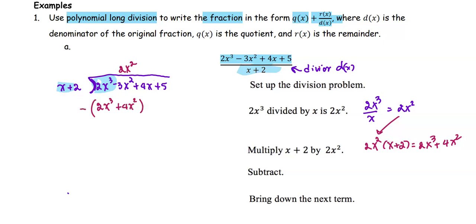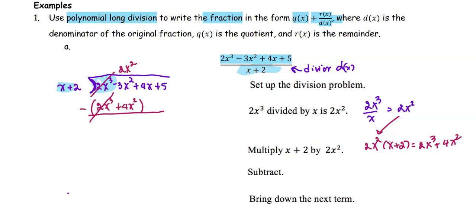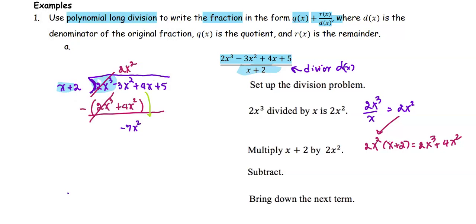And then we subtract it from the dividend. The first term will cancel because they have the same power and the same coefficient. When you subtract, they are 0. The result is 0. And then subtracting negative 3x squared minus 4x squared gives negative 7x squared. After that, you just bring the next term down, plus 4x.